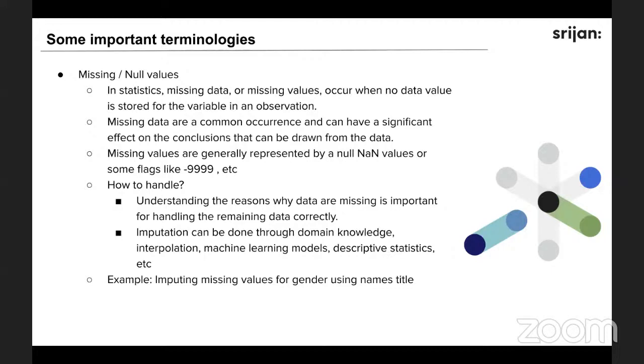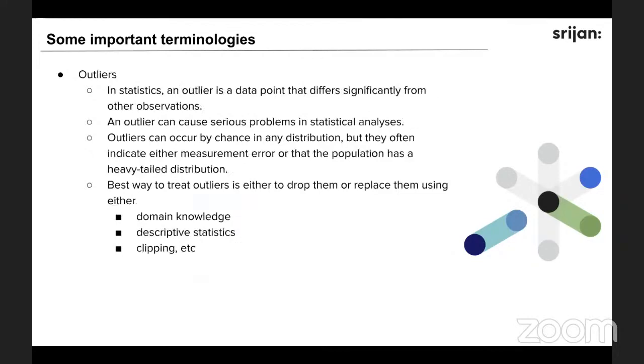Understand your data better, and then make the imputations and necessary steps on the basis of your understanding. Then the other thing is outliers, which I want to discuss. An outlier is basically something which is very different from the normal observations that you have recorded.